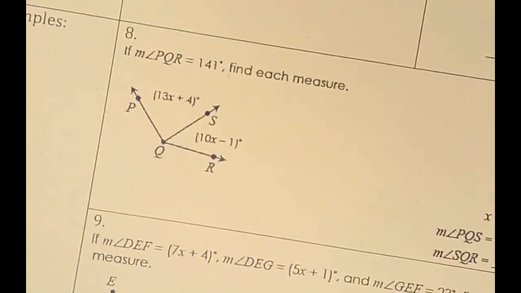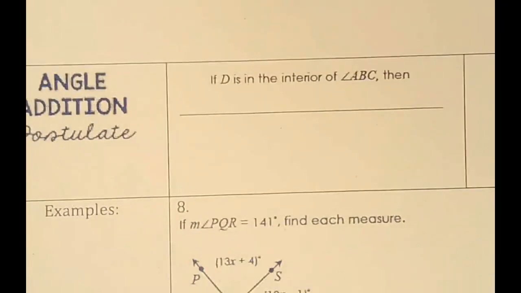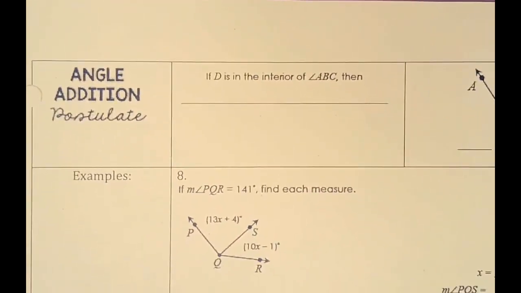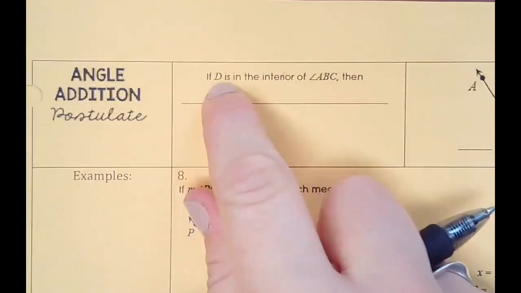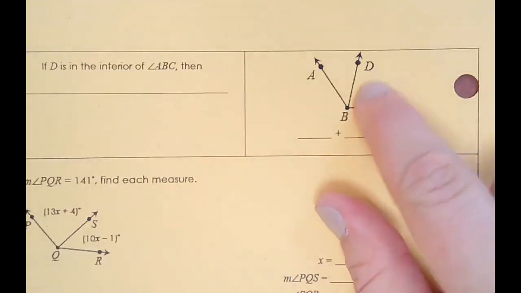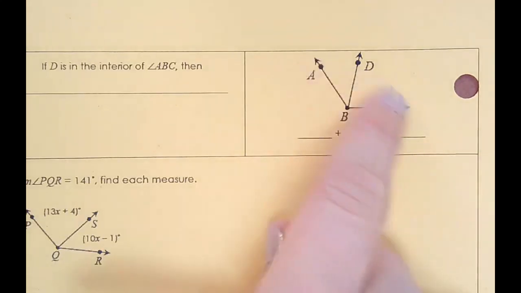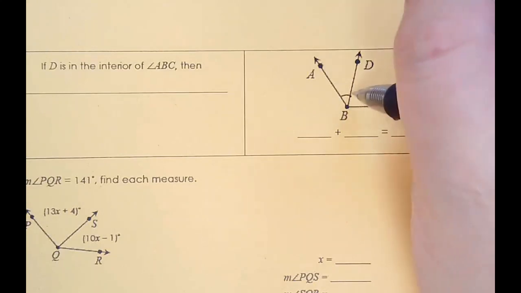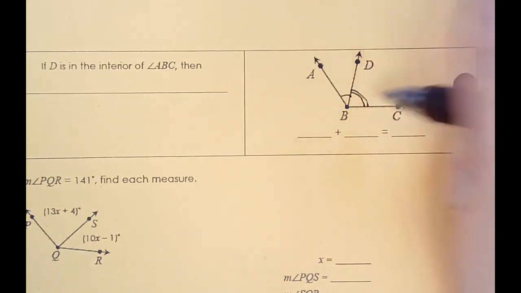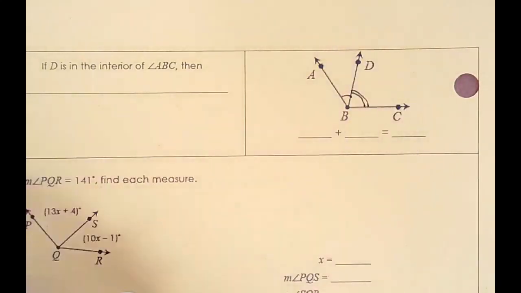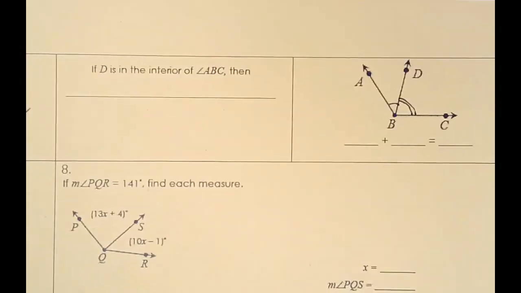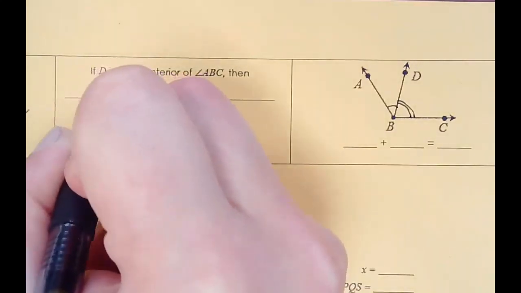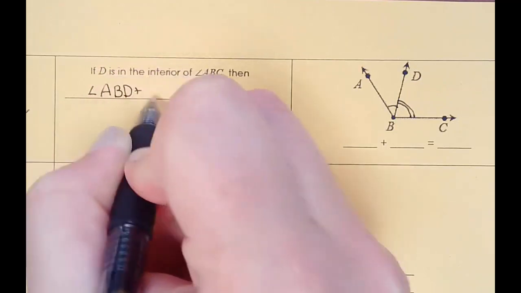Angle addition postulate. So if D is on the interior of angle ABC, so here, D is on the interior, meaning in the middle, it's cutting the entire whole angle into two pieces. Then again, we have the small part plus the other part is equal to the entire part added together. So what does that look like? Angle ABD plus angle DBC equals angle ABC.